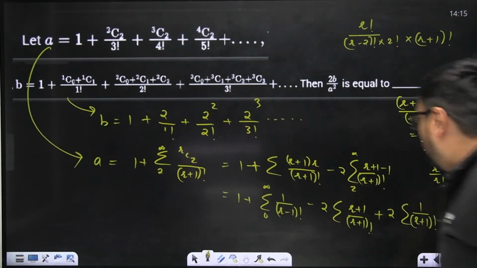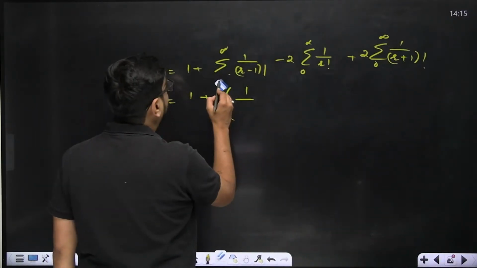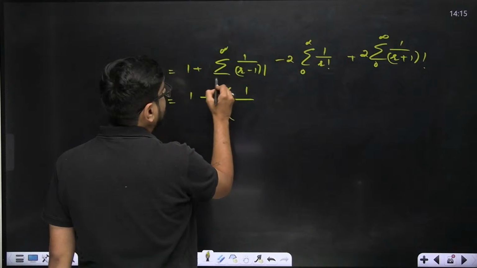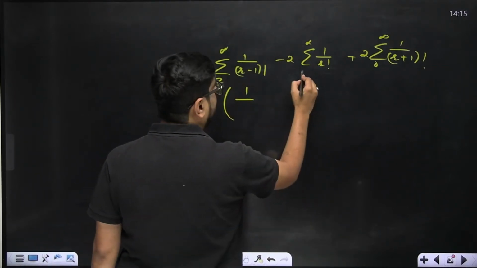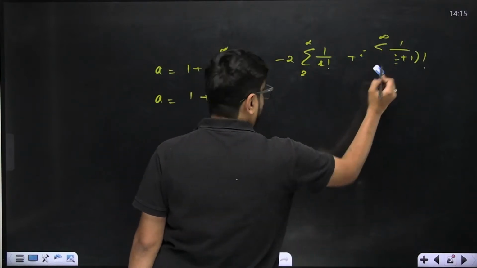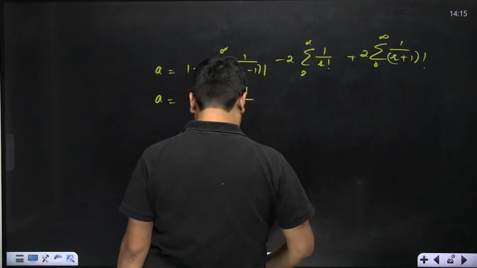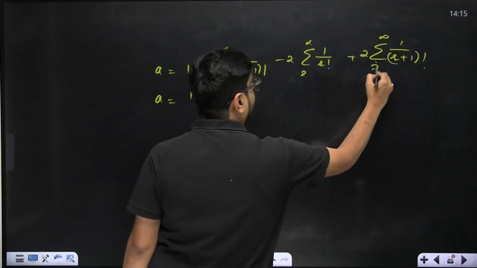But no, oh, sorry, my bad, these limits I have put wrong. These should be from 0. We started from 2. We didn't start from 0, right? We have started from 2. So this is 2 to infinity. Remember? 2 to infinity we are doing.